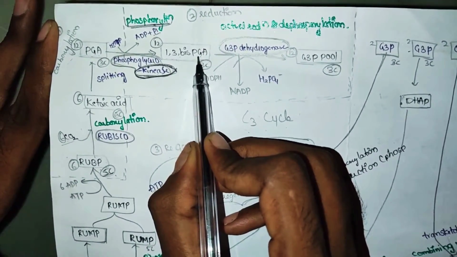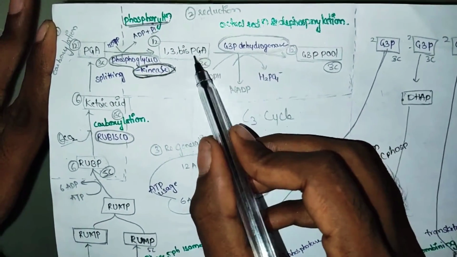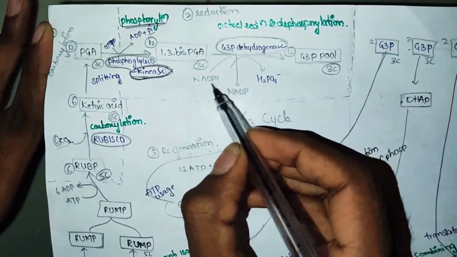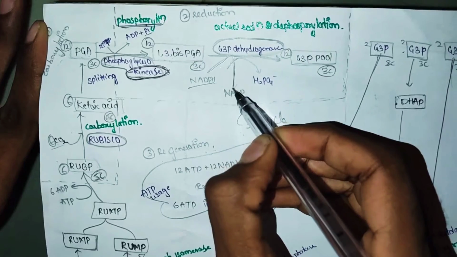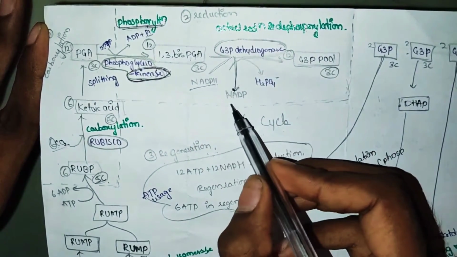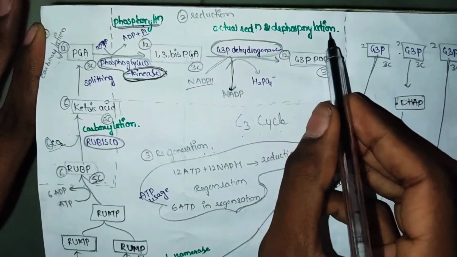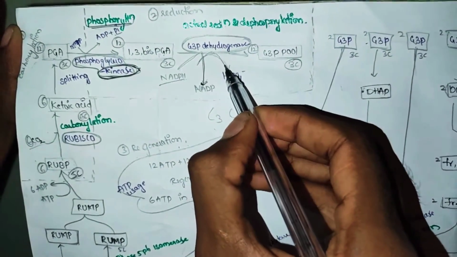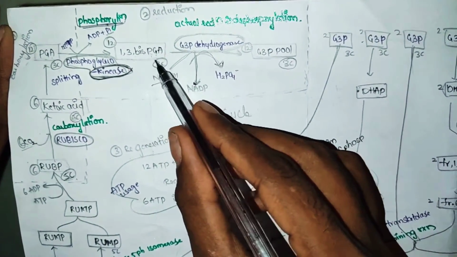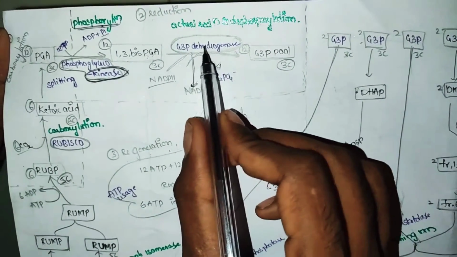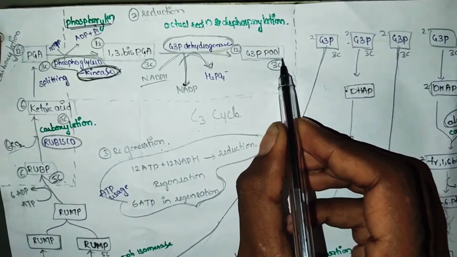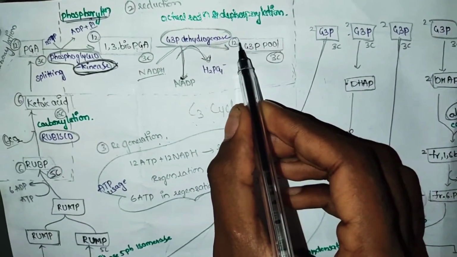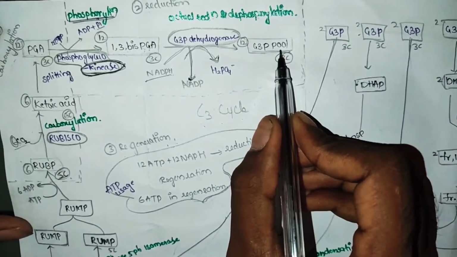This 1,3 bis PGA undergoes reduction and dephosphorylation. In the reduction phase, there is the addition of hydrogen. The addition of hydrogen is done by NADPH. NADPH gives hydrogen to the 1,3 bis PGA. Next, dephosphorylation. Dephosphorylation is done in the form of H2PO4 minus, where the phosphate is removed from the 1,3 bis PGA. In the presence of G3P dehydrogenase, it is converted into G3P. There are 12 G3Ps, so it is called the G3P pool. A large number is present, so it is a G3P pool.